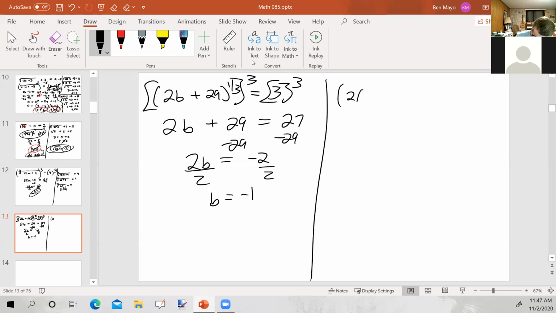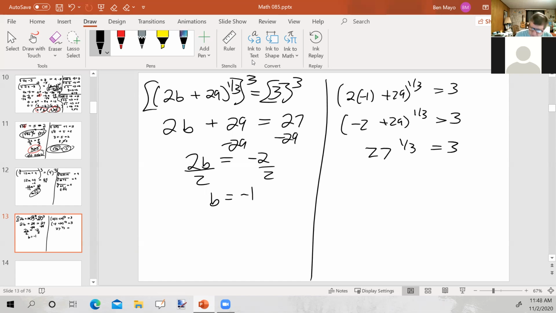Checking our work, we get 2 times -1 plus 29, all to the 1/3 power, equals 3, which gives us -2 plus 29 to the 1/3 power equals 3. 27 to the 1/3 power equals 3. 27 to the 1/3 power, the cube root of 27, 3 equals 3, checks. So the solution checks.